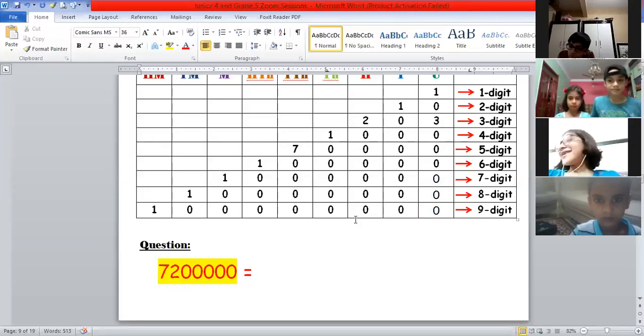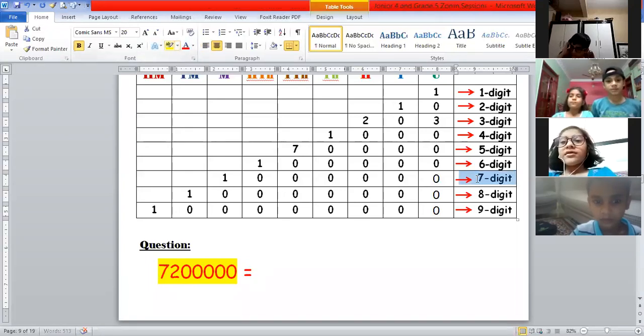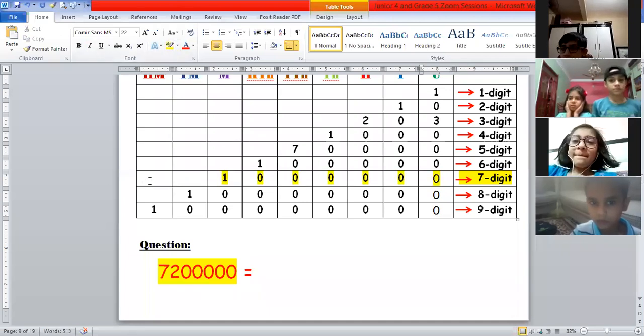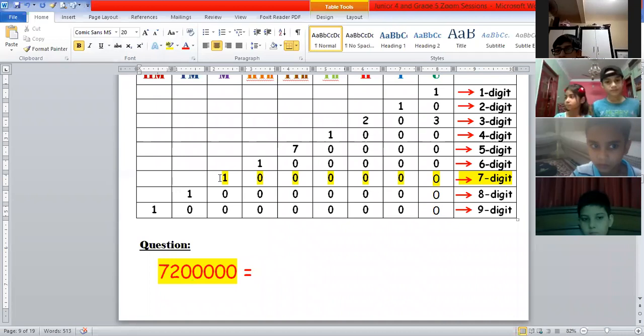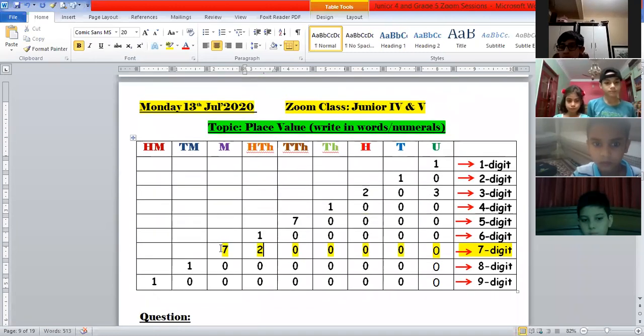So if we have a 7-digit number, it means that we have to place that number here on the 7-digit column. Okay. So first we'll start writing it from the first number, 7. Now the second number is 2, and the rest of the numbers are 0. So how can we write that number in words? Which place is this? Million. So we'll write 7 million first.